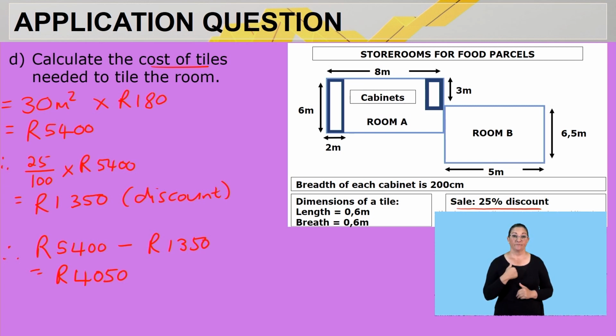Guys, again, I took the total area to be covered, that is 30 square meters. I multiplied it by the cost per square meter, which is 180. I ended with an answer of 5,400 Rand. Then I took into account the discount of 25%. I calculated 25% of the price of 5,400 and ended with a discount of 1,350 Rand. Thereafter, I took the original price, 5,400, minus the discount of 1,350, and I ended up with a total cost of 4,050 Rand.